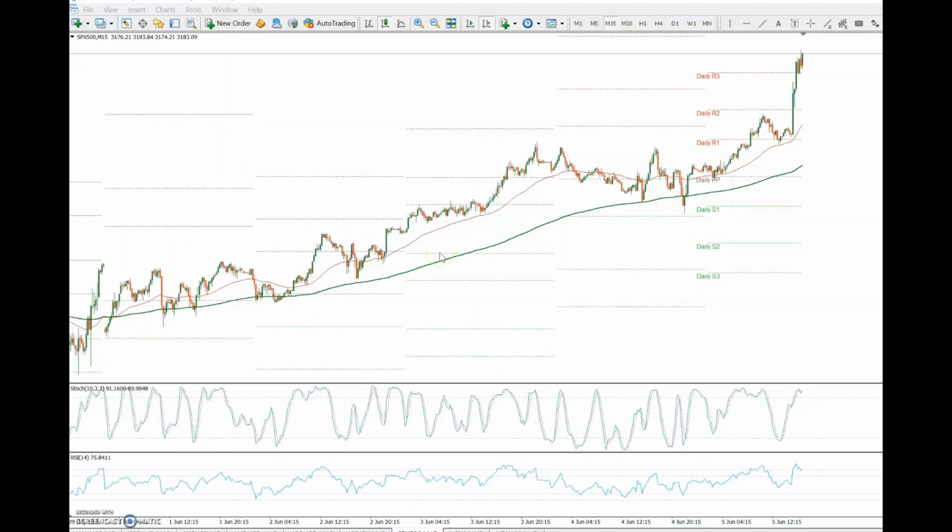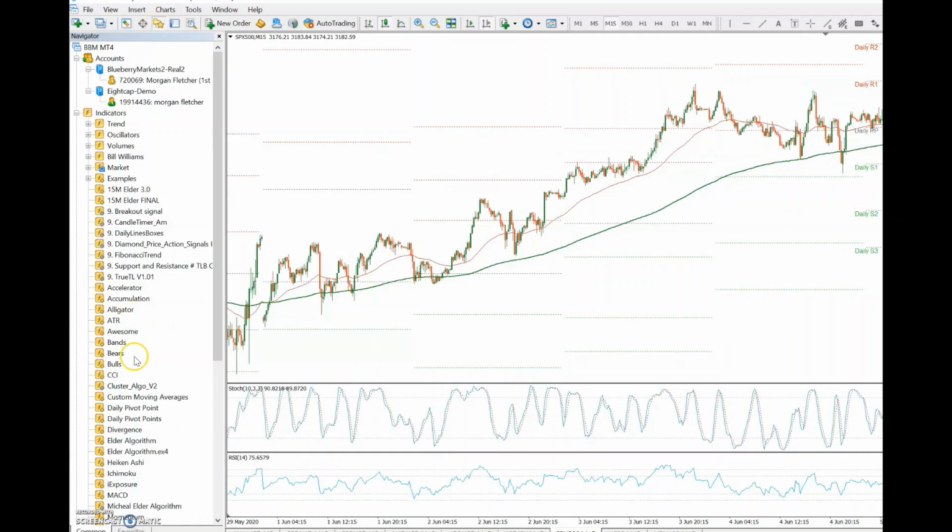On the 15-minute chart, I like to use some different indicators. On screen now, I have the 200 exponential moving average, which is this green line. And then I have the 50 exponential moving average, which is this thin red line here. I also have a custom indicator, which is the daily pivot points. This is great for setting your stop loss and take profit. It's just a form of support and resistance.